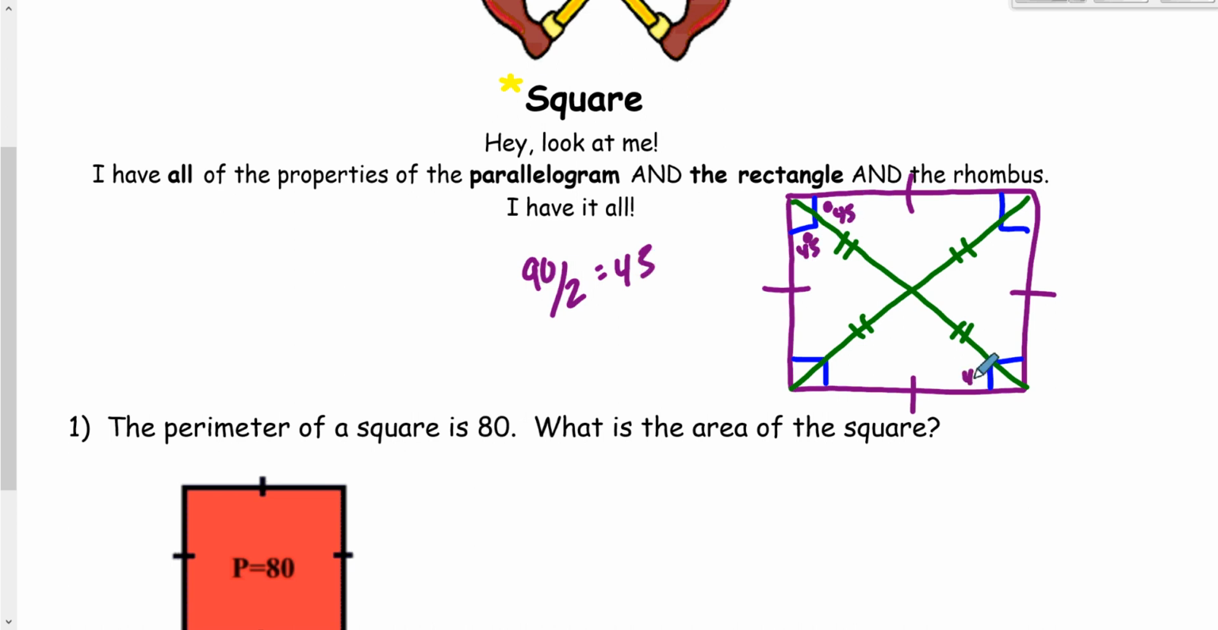But so is this one, and so is this one, and so on. All of the smaller angles are being halved at 45 degrees.